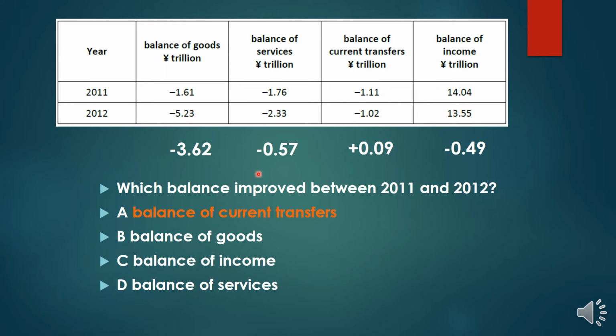That means which balance improved? Balance of current transfer. Clear? That is a simple calculation. You can take the difference and say it. Which value comes as positive? That is an improvement. Clear? Then next.